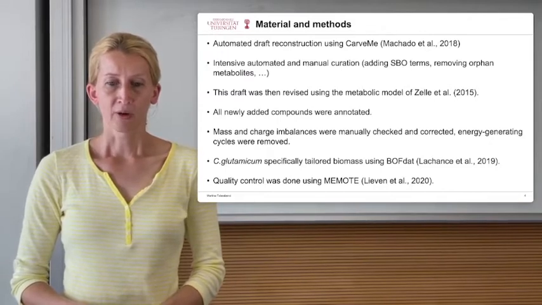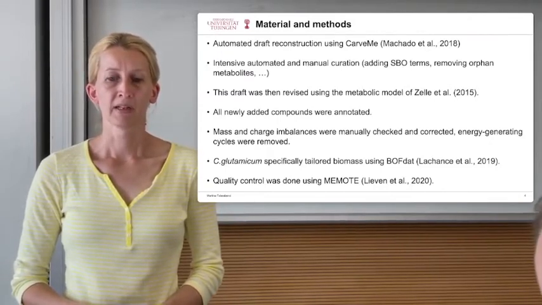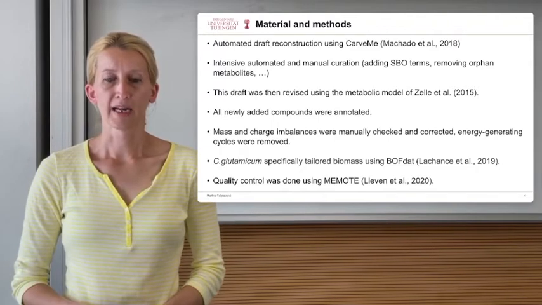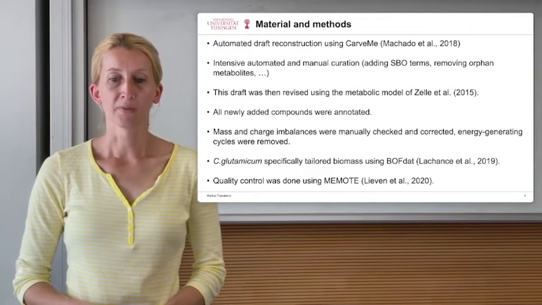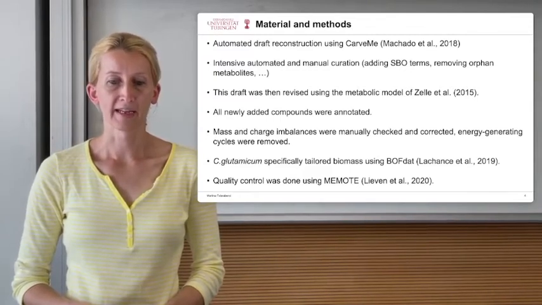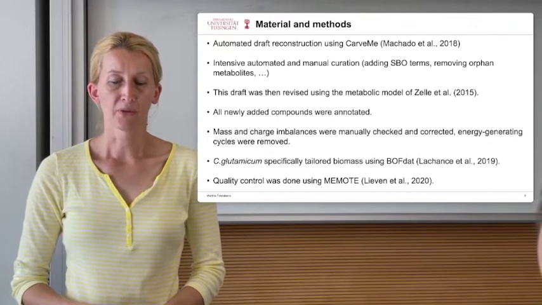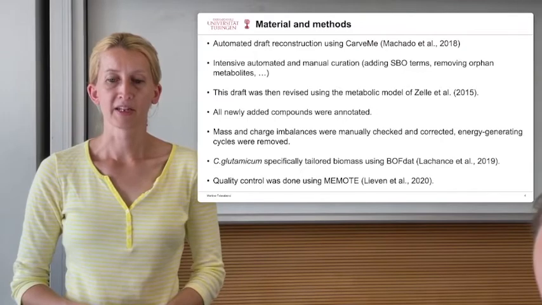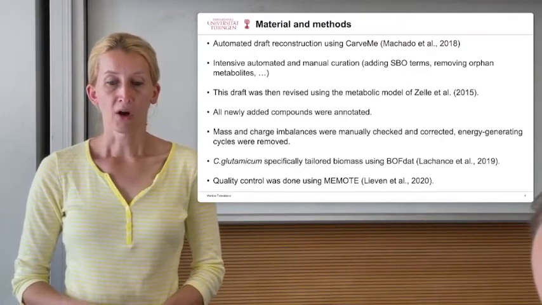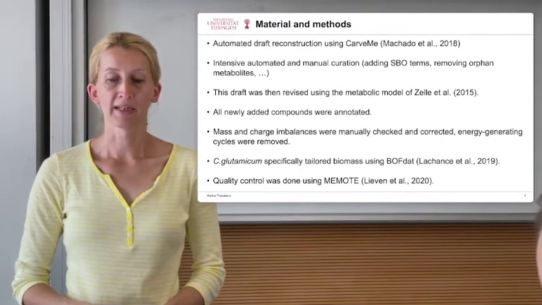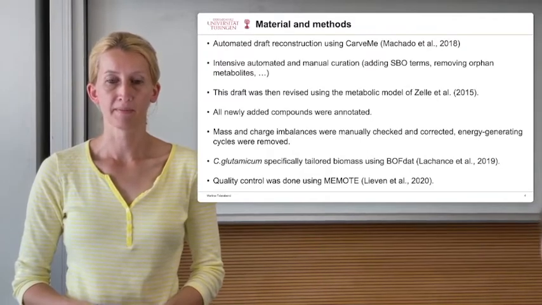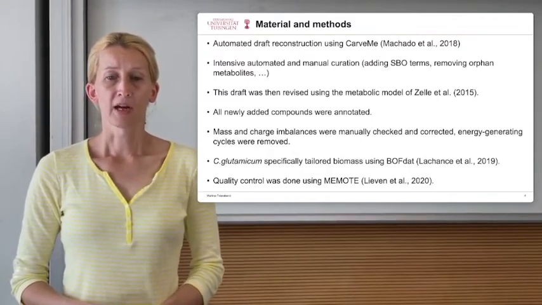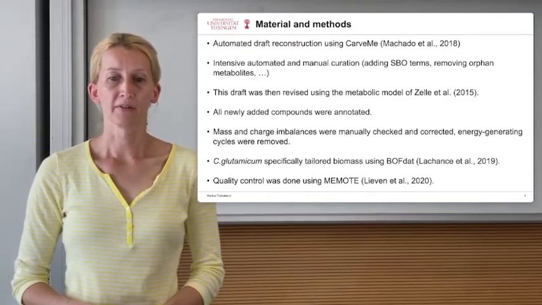2020. In order to create the genome-scale metabolic model, an automated draft reconstruction was created using CarveMe by Machado et al. 2018. Intensive automated and manual curation was performed, such as adding differentiated SBO terms or removing orphan metabolites. This draft was then revised using the metabolic model by Zelle et al. as a reference. All newly added compounds were annotated using IDs from the database BiGG. Mass and charge imbalances were manually checked and corrected. Energy generating cycles were removed.